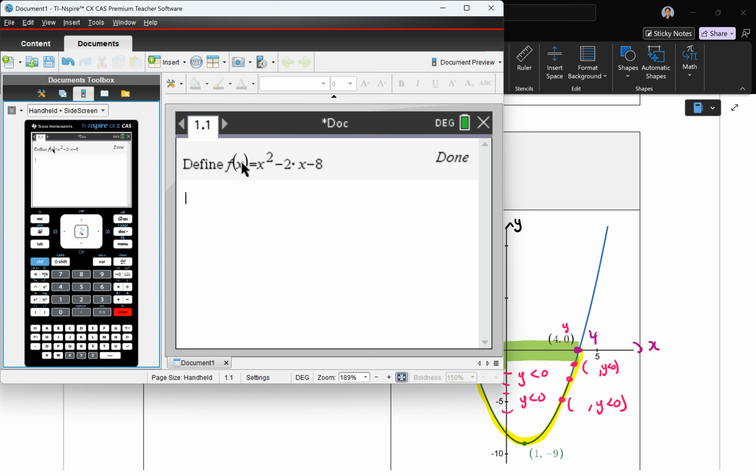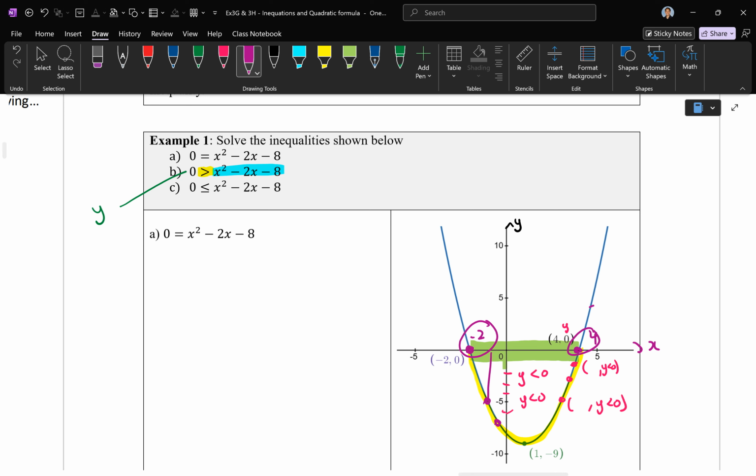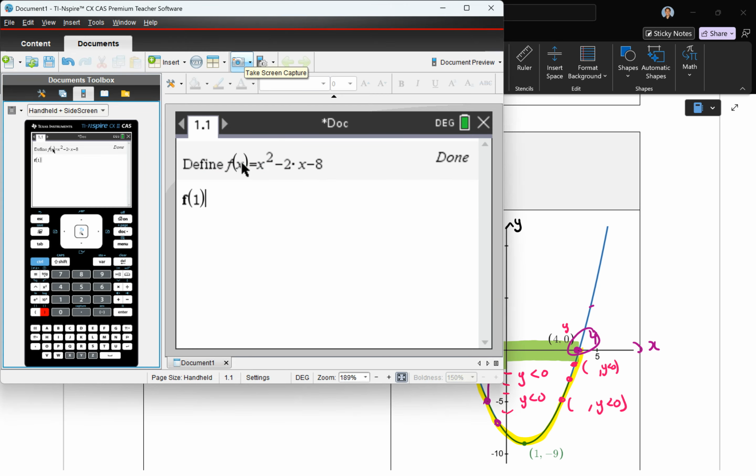What I can see on the graph is, what if I want the value to be less than 0, right? Well then here, if I picked any number between -2 and 4, clearly the coordinates all have a y value less than 0 on the graph. So I can test it mathematically. Let's say x was 1. That's between -2 and 4. So if I sub 1 into the equation, 1 squared minus 2 times 1 minus 8, I get -9. That's less than 0.